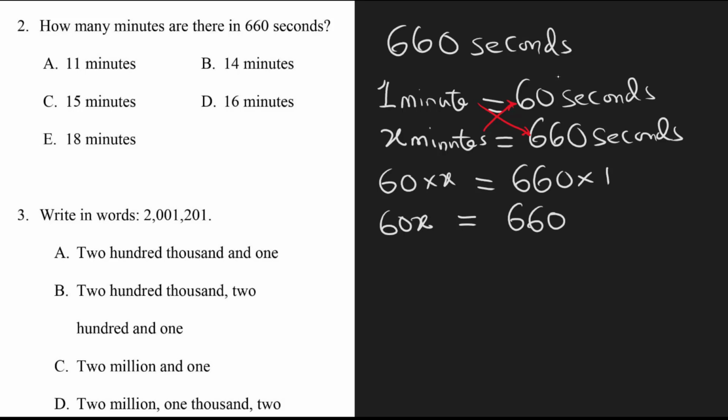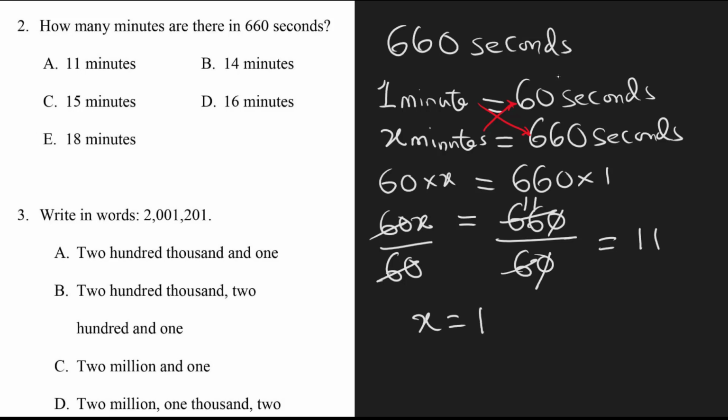So remember that whenever you have a number with a letter and you want to find the letter, you divide by the coefficient. The coefficient is simply the number multiplied by the letter. So we divide both sides by the coefficient. Whatever you do to the left, you have to do to the right. So you divide both sides by the coefficient, which is 60. This cancels this, right? Then 660 divided by 60. Of course, this 0 can cancel this 0, and 6 into 66 is 11. So the answer here is 11. Therefore x is equal to 11 minutes.